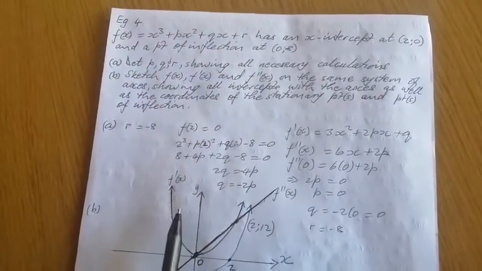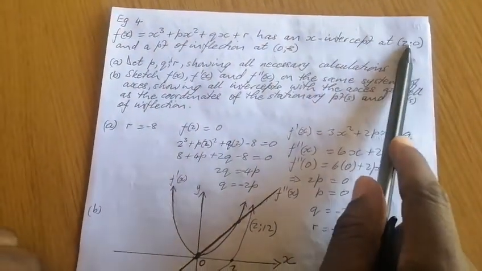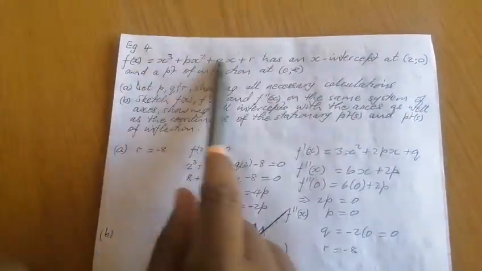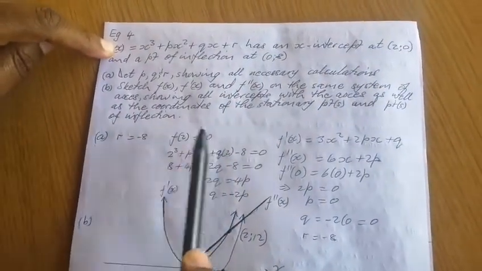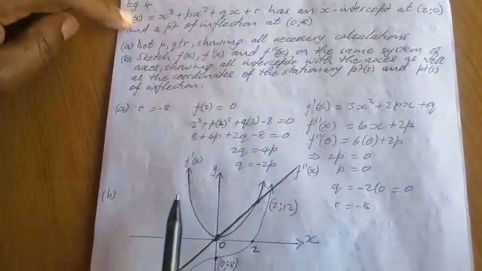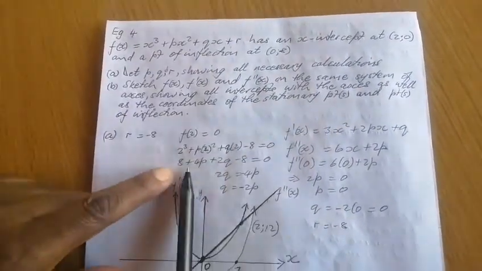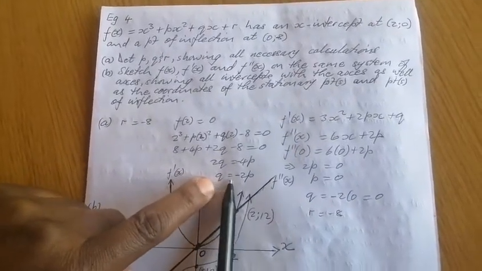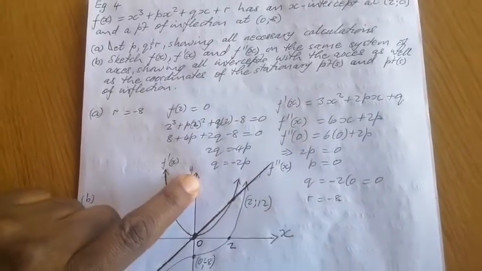What else are we given? We are given that there is an x-intercept at (2, 0). So we can substitute 2 and 0 in here. There is 0 for f of x, and we now substitute 2 wherever there is x on the right hand side. And remember, our r is known, it is -8. So we shall have that, which reduces to that, which then when we make q the subject, we end up with -2p is equal to q.